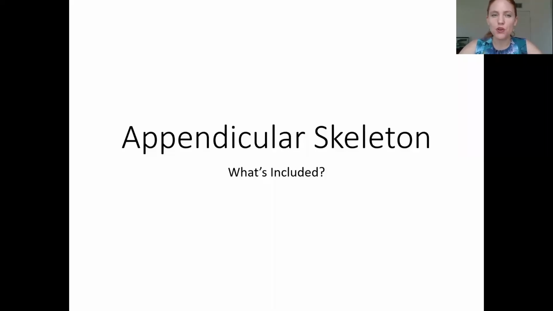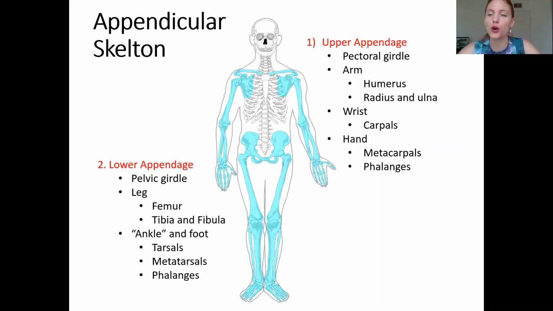Everyone, we are moving on to the appendicular skeleton. We just completed the axial skeleton. Remember, the axial skeleton was everything on your axis, which is the middle part of your body. So what would be included in the appendicular skeleton? Appendicular, like appendage. That would be your arms and your legs, but not just your arms and your legs, the bones that hold your arms and legs onto your body.